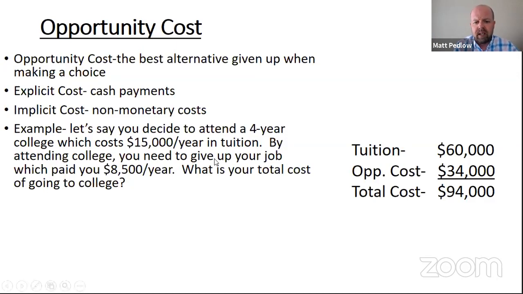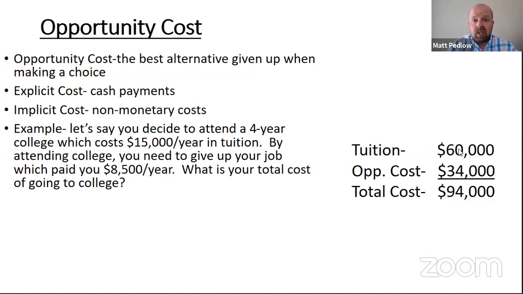So 4 times 15,000 a year is $60,000. Okay, don't worry about financial aid or scholarships. We're keeping this clean. Now, since you're going to college, you're going to give up your job. Most of you are probably pretty rational, intelligent people. Most of you, if you didn't go to college and got a job, could earn $8,500 a year. Okay, we're just going to make this easy. By going to college, let's say you just had to give that up.